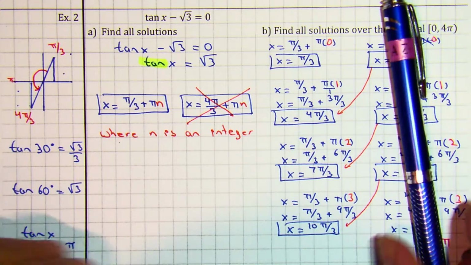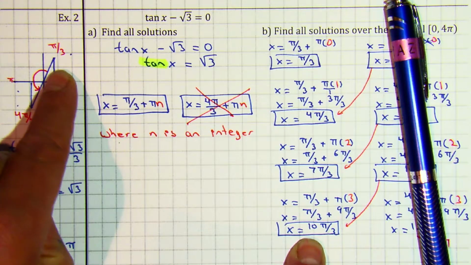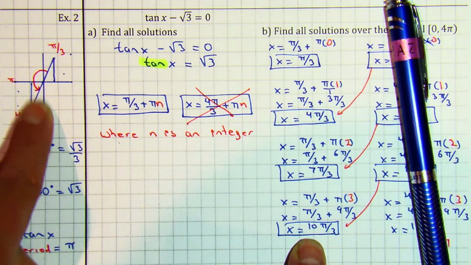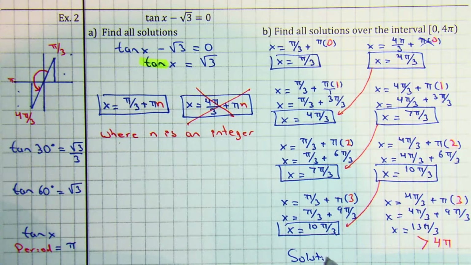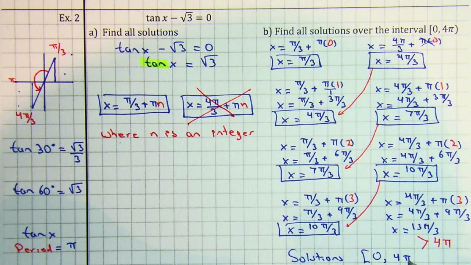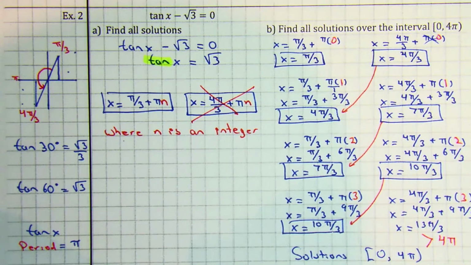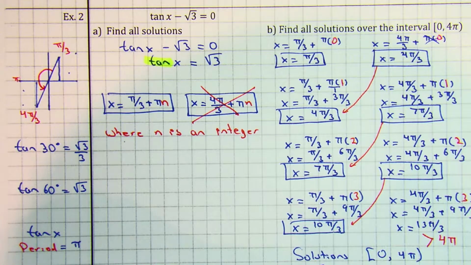So we actually didn't need to do any of this work, only the ones with the first solution, because once you add the next pi, you end up with 4 pi over 3. So therefore, our solutions between 0 and 4 pi, not including 4 pi, is x equals, let me place them in order, pi over 3, 4 pi over 3, 7 pi over 3, 10 pi over 3.